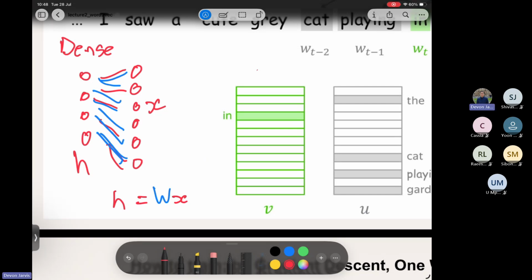Now, what happens when X is one-hot? I'm going to go down that X value, and I'm just going to have a bunch of zeros. So this is going to be 0, 0, 0, 0, 0, and then we're going to get my 1 over there, 0. Okay, what happens to the weight matrix? That's a hard question, but let's try and work through it.